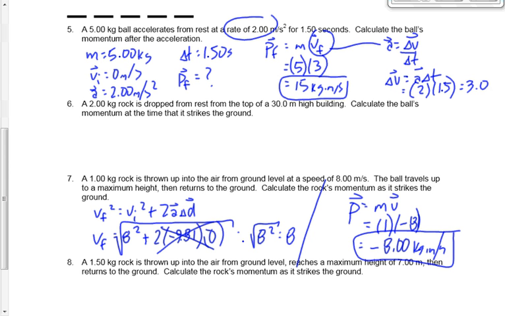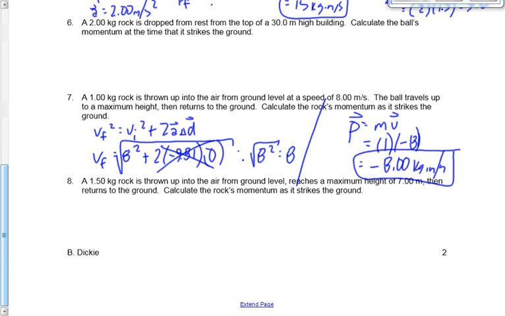Right? And finally, question number 8 says a 1.5 kilogram rock is thrown up into the air from ground level, reaches a maximum height of 7 meters, and returns to the ground. Almost the same thing, right? Except our givens. It's slowing down, speeding up, but we don't know what the initial velocity is this time. This time we know what the max height is. Here's what I want to do for this. Analyze only the trip down.